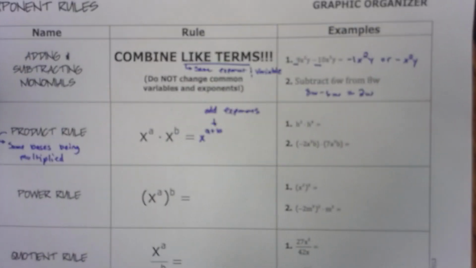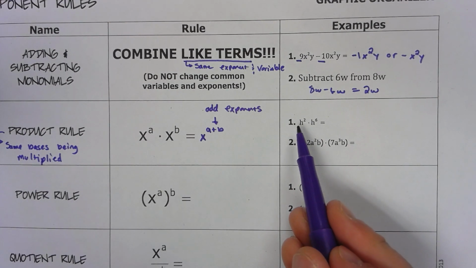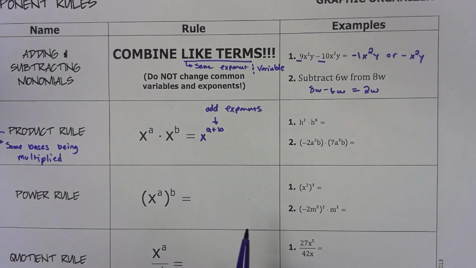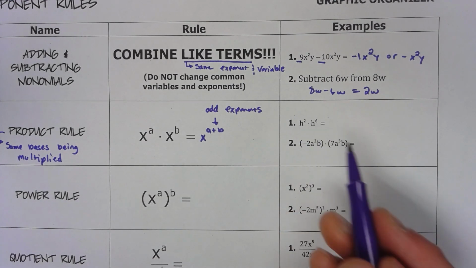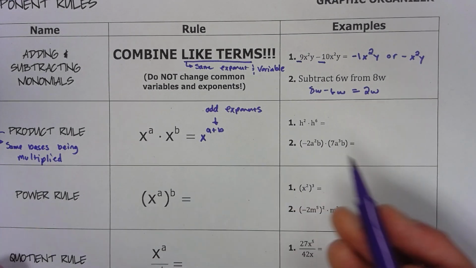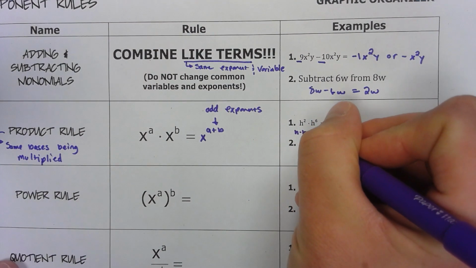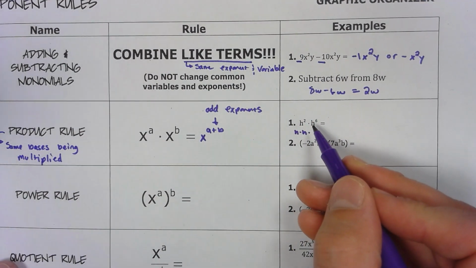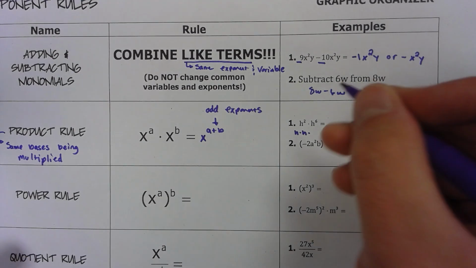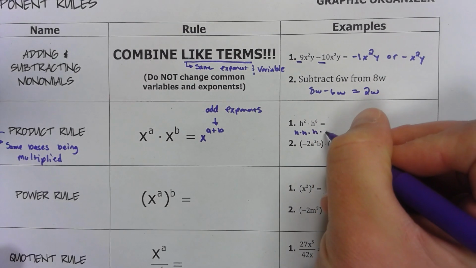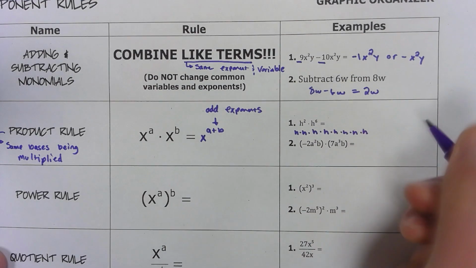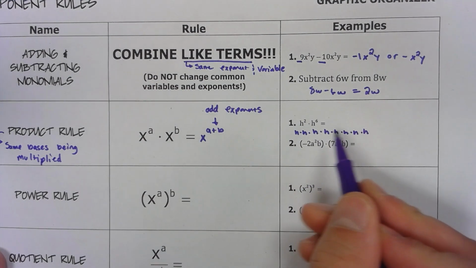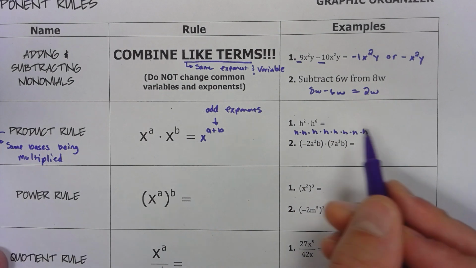And again, just a couple examples here. If I have h squared times h to the 6th, this is where I'll kind of explain why this works. If I break down what each of these exponents mean, h squared means h times h. And if I multiply that by h to the 6th, so now I'm multiplying 6 more h's. So 1, 2, 3, 4, 5, 6. If I think about how many h's are being multiplied here, there's 8.